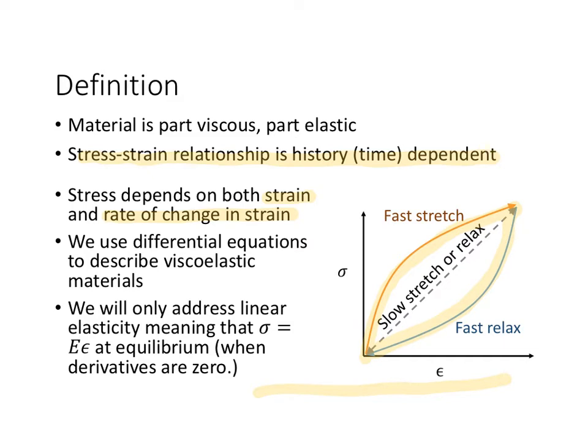We use differential equations to describe viscoelastic materials because they're dependent on rates of change, which means time derivatives. And in this unit, we'll only address linear elasticity, meaning that the stress is proportional to the strain at equilibrium. That means when the derivatives are zero. Of course, when the derivatives are non-zero, when the material is still moving, we don't see a linear stress-strain relationship, as we see in this graph.